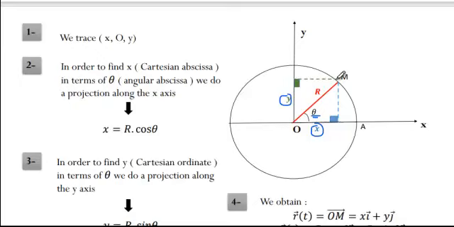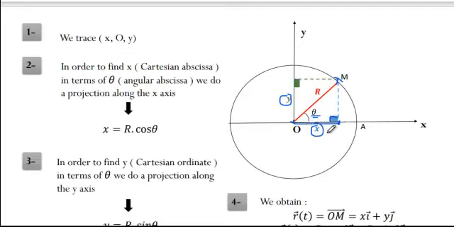So if we have this is a point M moving on a circular trajectory, so first we trace x or y, قسمنا ال x or y system. Then in order to find the x of this point, شو بنعمل? Okay, we do a projection، يعني بعمل perpendicular. After doing this perpendicular from the origin to the point, this will be x. بنعرفها إنه هيدي هي ال x.